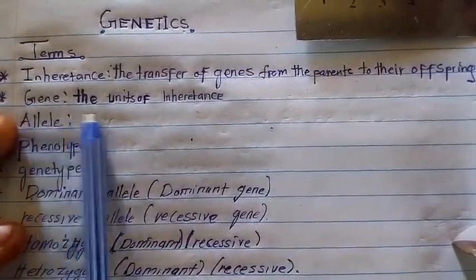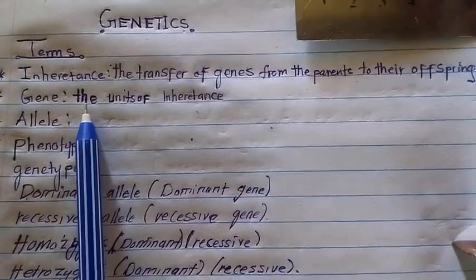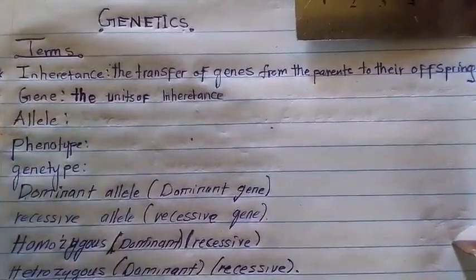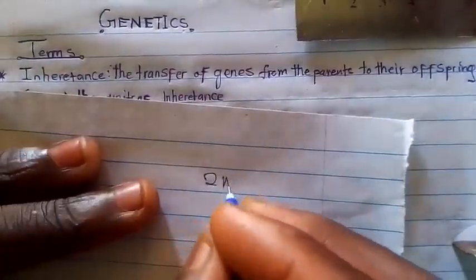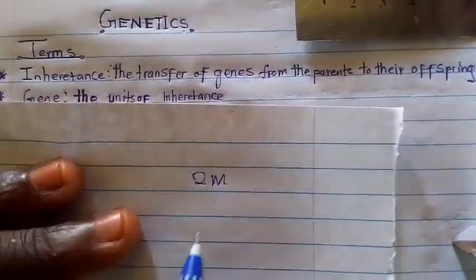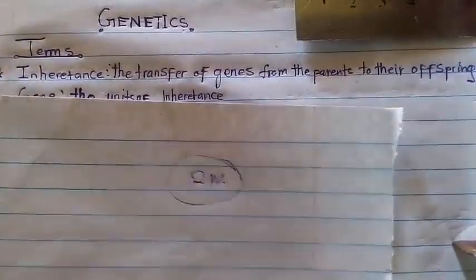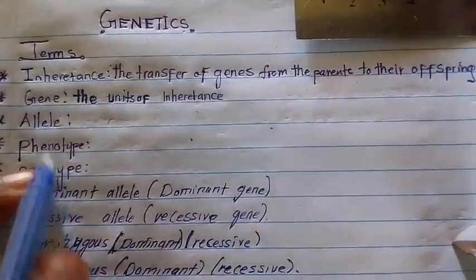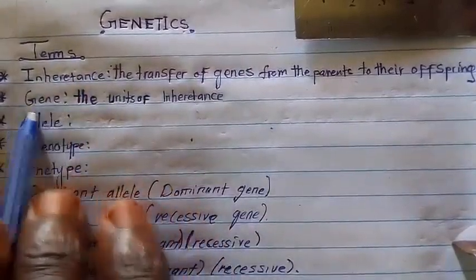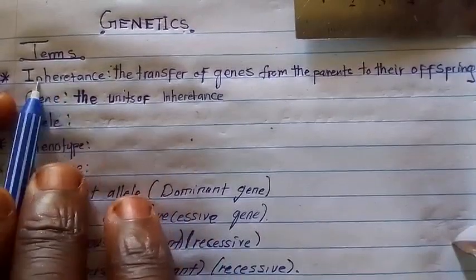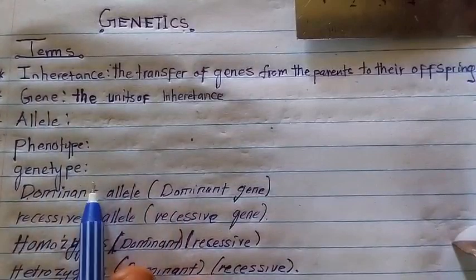Now, on the part of the gene as the unit of inheritance, what does it mean? Immediately, if I say something like 2 meters, what comes to your mind? You are going to say we are talking about length or distance. Which means the genes are just going to represent the inheritance itself. That's why we are saying genes are just units of inheritance.